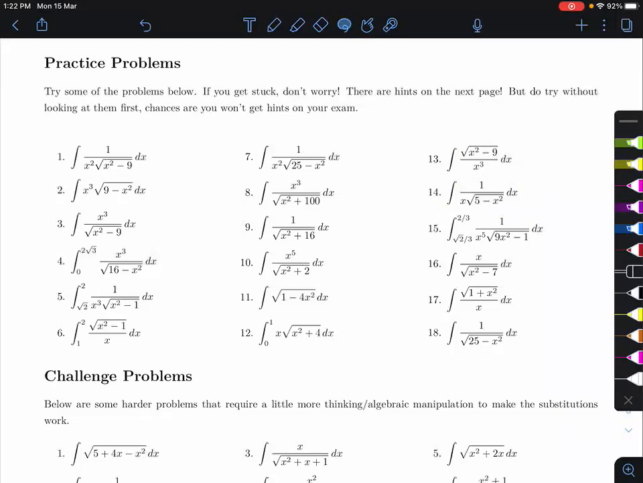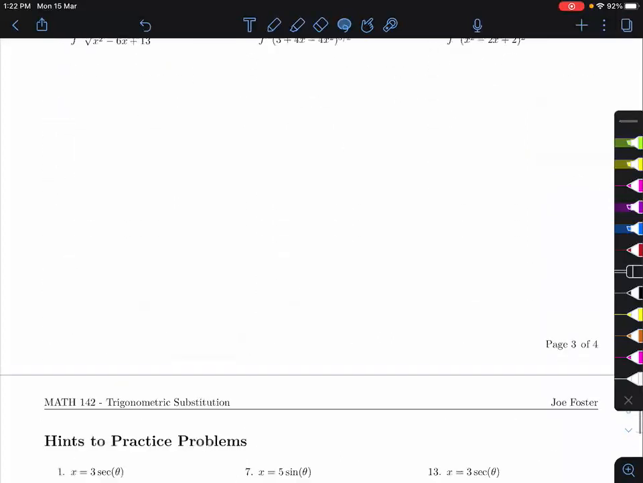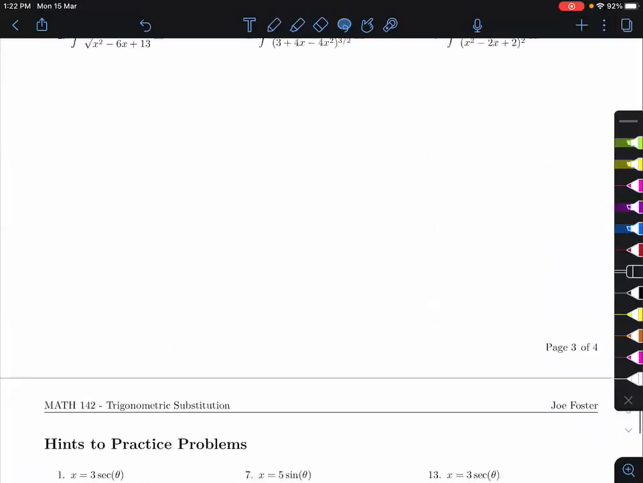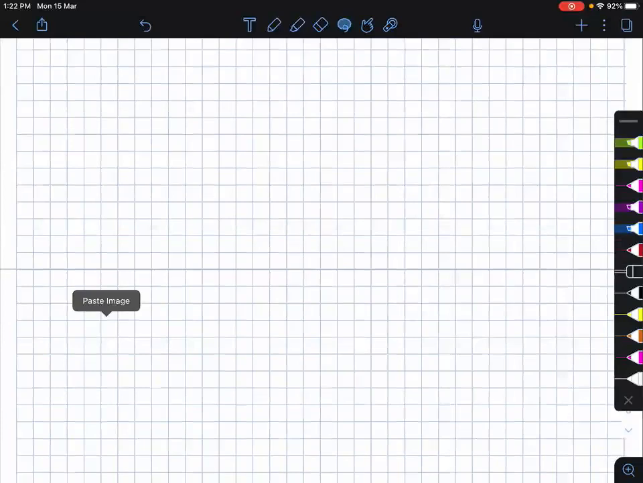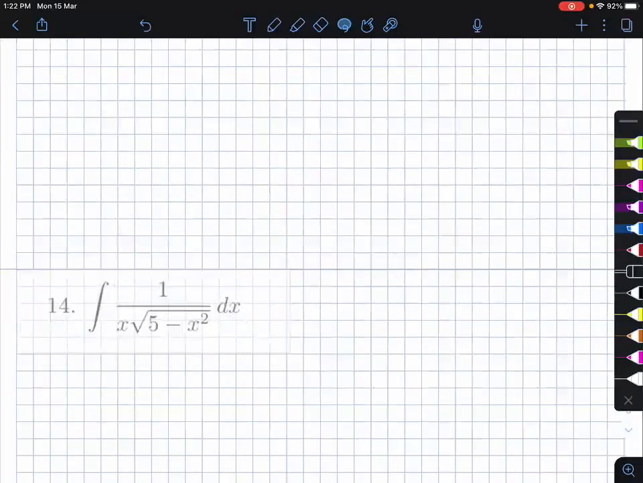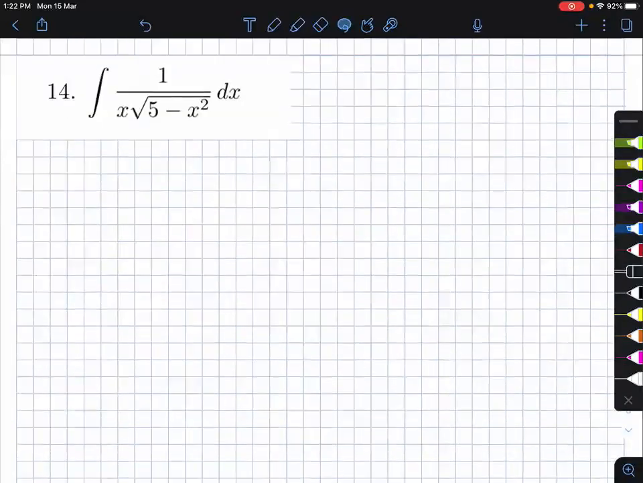Number 14. Yes, 5 minus x squared. Can we let u now be 5 minus x squared? Let's try. If yes, we can, the lesson we take entirely by u substitution.